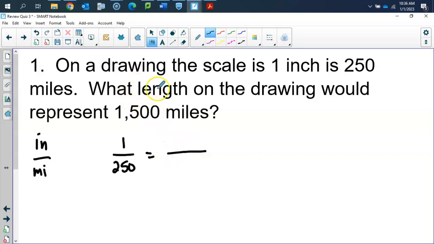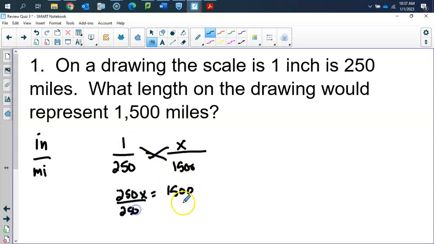We want to know how many inches would be represented for 1,500 miles. So 1,500 is miles. It goes down here. X inches up here. That's what we're looking for. To solve a proportion, we cross multiply. 250 times x is 250x equals 1 times 1,500 is 1,500.